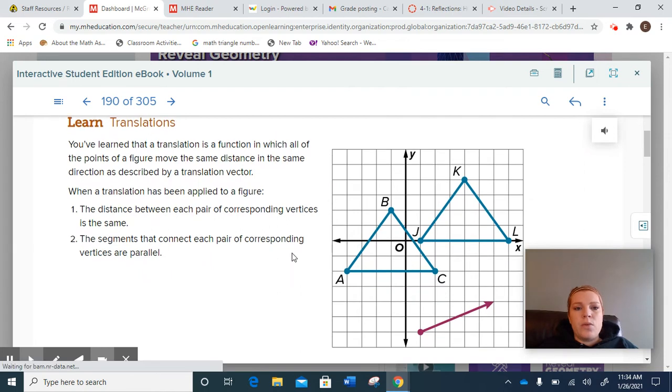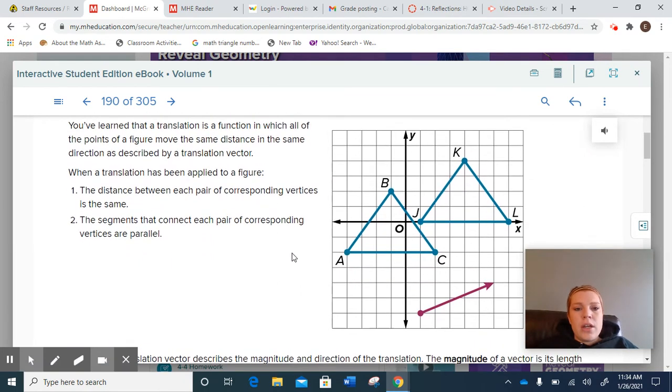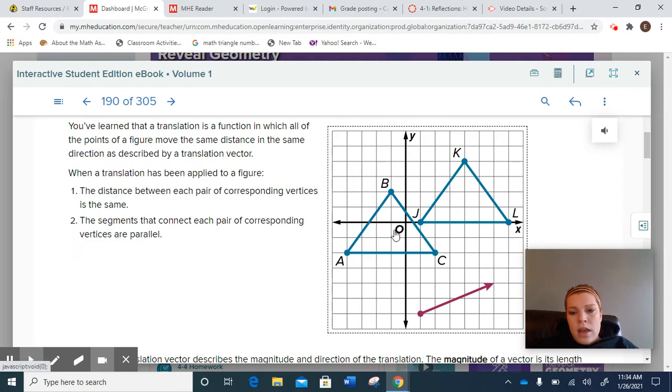So here's an example of one where they take one triangle, the ABC one on the left, and they slide it across to the JKL one. This purple line down here is called a vector, and it basically determines how much your shape is moving along the x-axis and the y-axis. And so in this case, it is moving 1, 2, 3, 4, 5 spaces to the left and then 2 spaces up. So this vector would be 5, comma 2. And then that's how you would determine it.